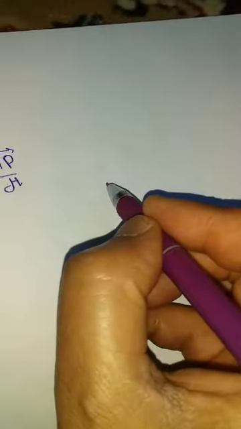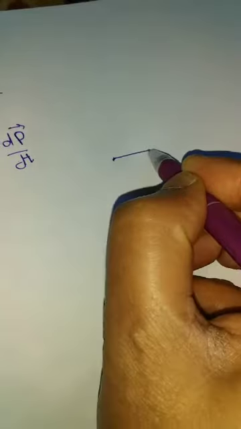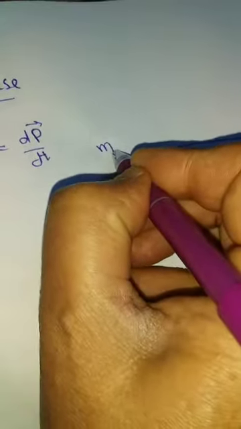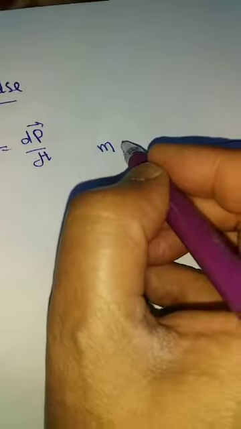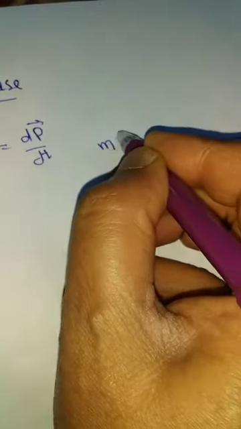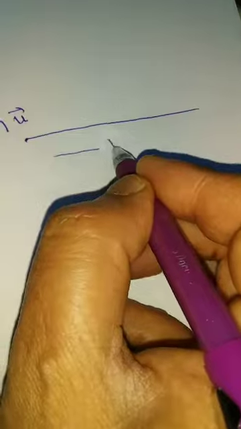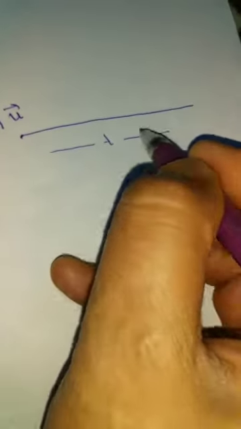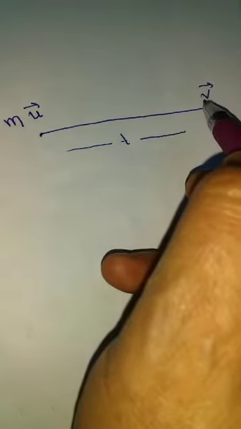Suppose I take a body. It has mass m. The mass of the body cannot be changed. Suppose its initial velocity is u, and after a duration of time t, its velocity becomes v, the final velocity. This is the initial velocity, this is the final velocity.